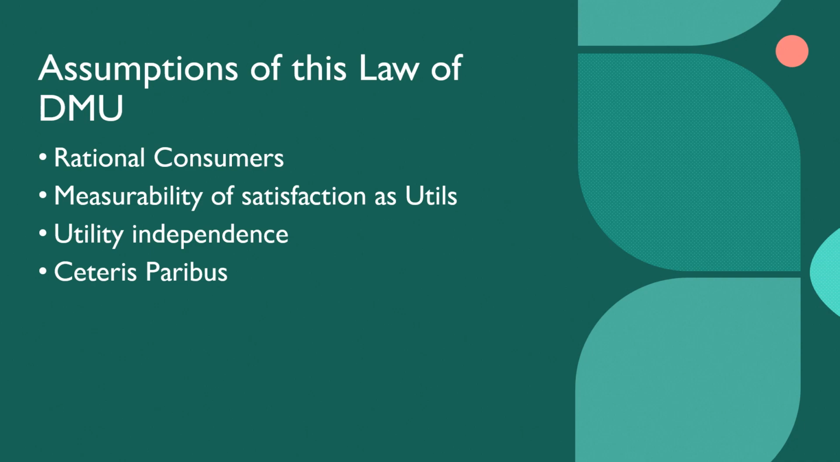And as usual with any law in economics, the law of diminishing marginal utility also assumes that other factors such as income, prices of other goods and consumer preferences remain constant.